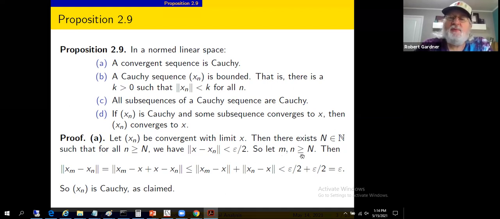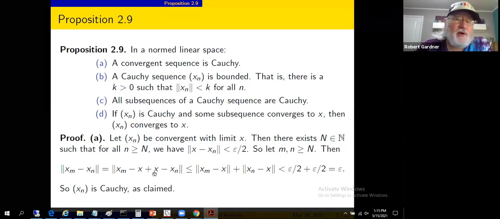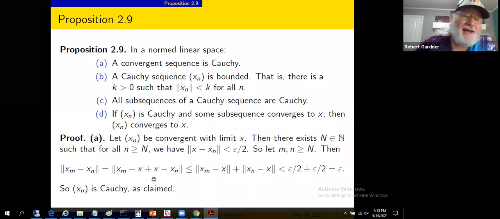Take m and n both to be greater than or equal to capital N. Then the norm of x sub m minus x sub n, let's add and subtract x itself in there. Knowing this x exists, very much using the hypothesis that we have a convergent sequence, we're able to put our finger on that value. So we'll add and subtract x. Triangle inequality is promised. Break that up into the norm of the difference of the first 2 plus the norm of the difference of the second 2, pick up an inequality.